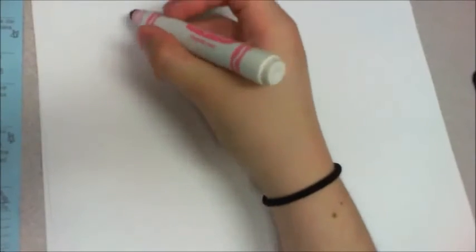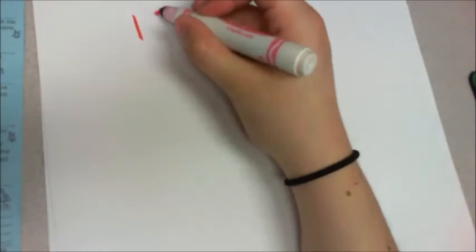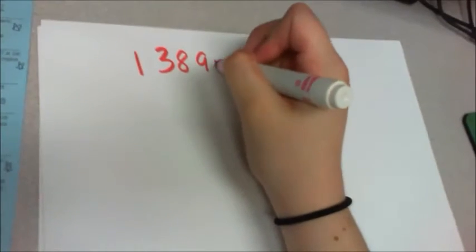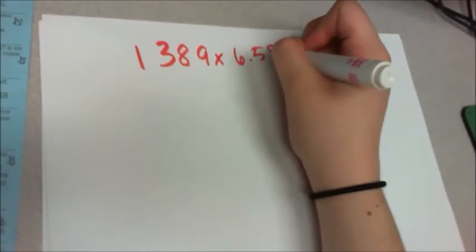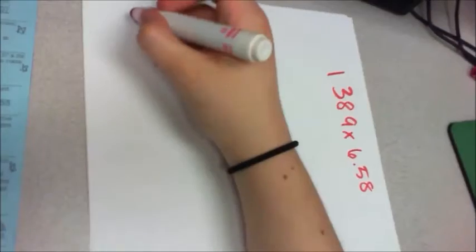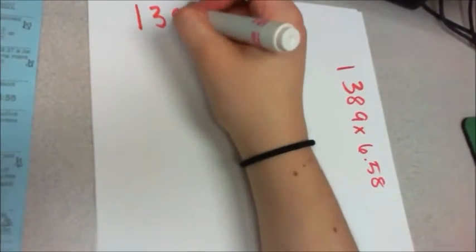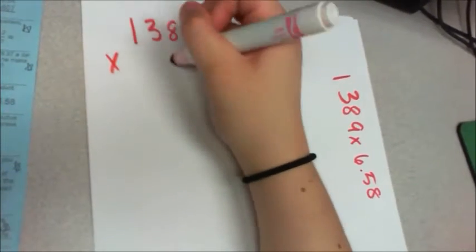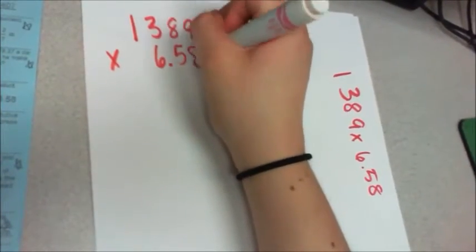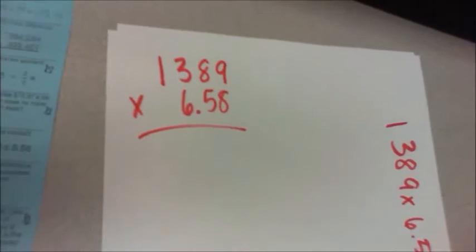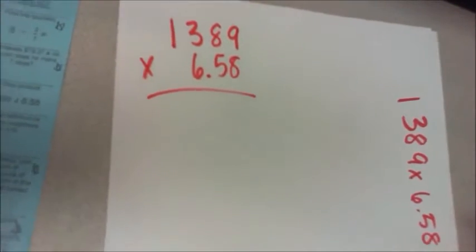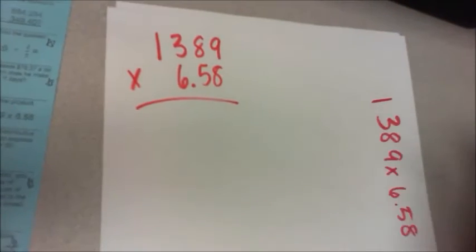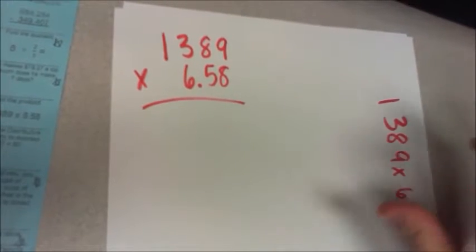Next, we need to find the product. Product means multiply. So they give it to us like this. I'm going to go ahead and change it and stack them up. 1,389 times 6.58. Now with decimals, I know when I multiply with a decimal, I should just wait until the end to deal with my decimal. Ignore it for now.